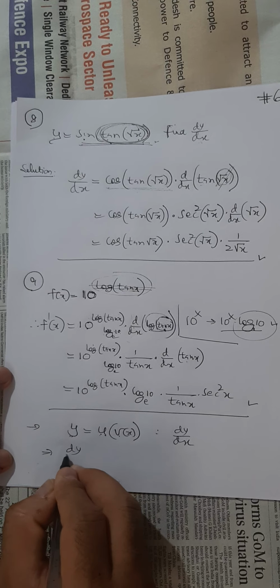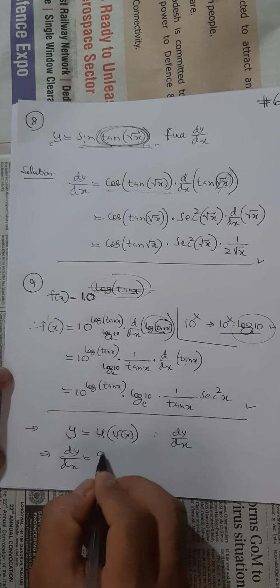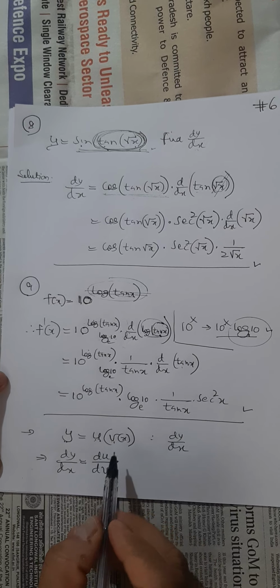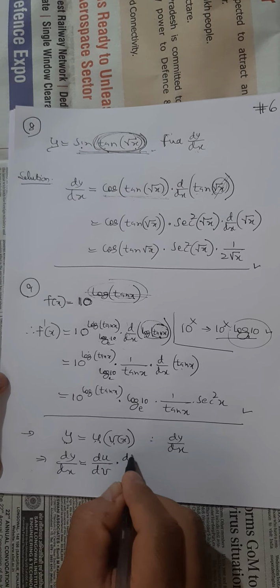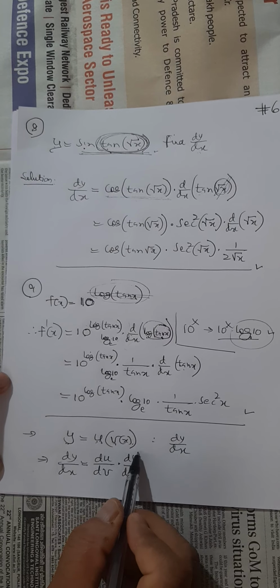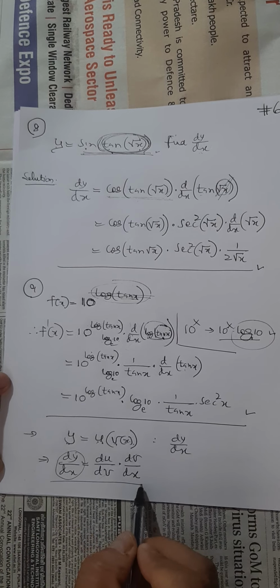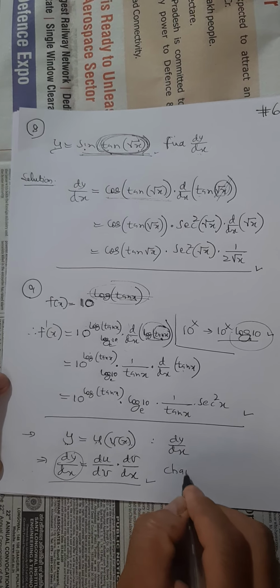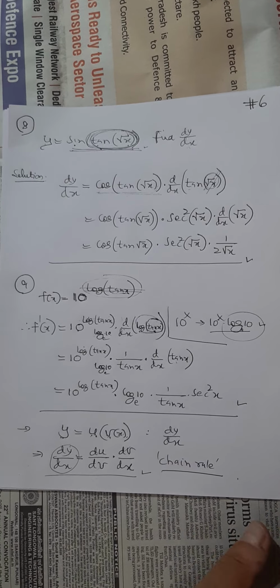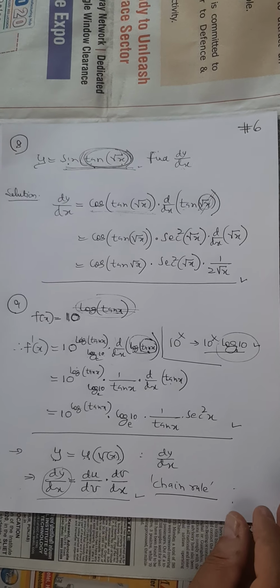So we do like this: dy by dx equals first the derivative of u with respect to v, so du by dv, into the derivative of v with respect to x, so dv by dx. You see dv gets cancelled, so it is du by dx, which is exactly dy by dx. This is what is called the chain rule. This formula is not important for us. How to differentiate composite functions, that is important for us.